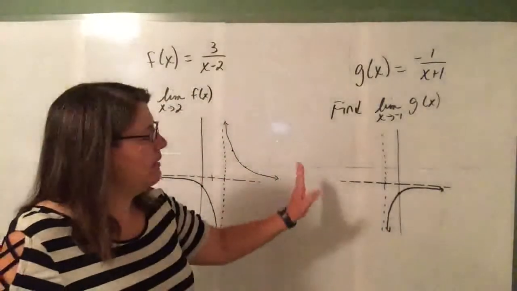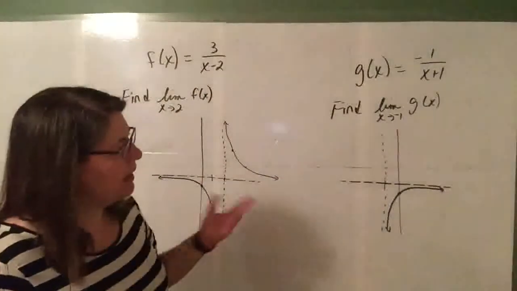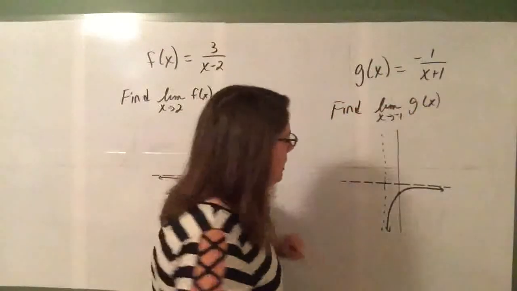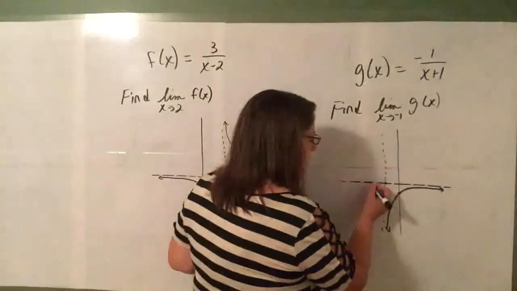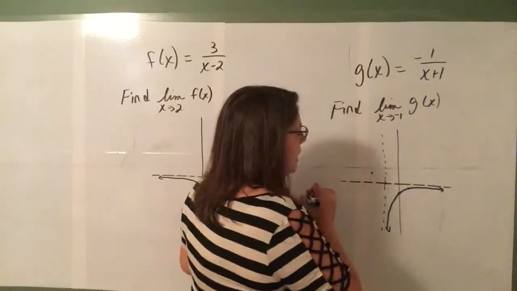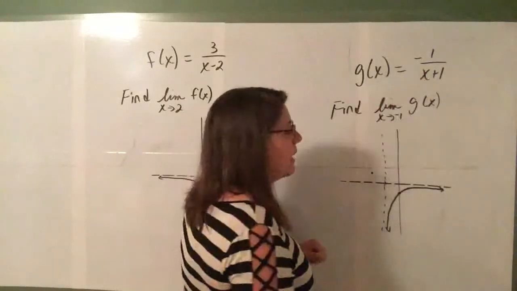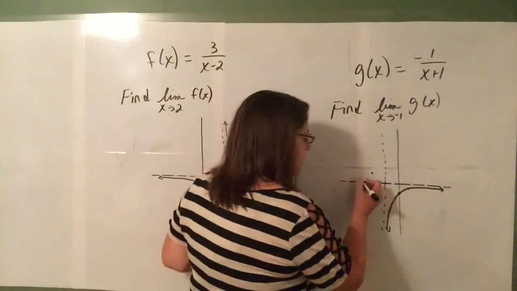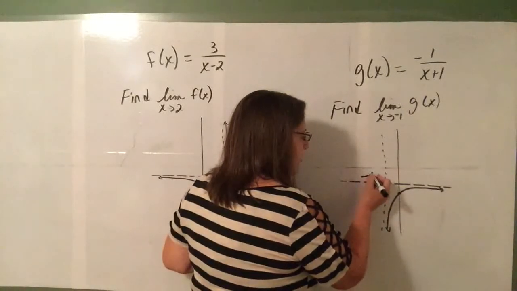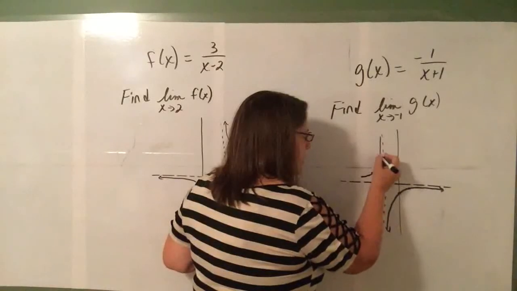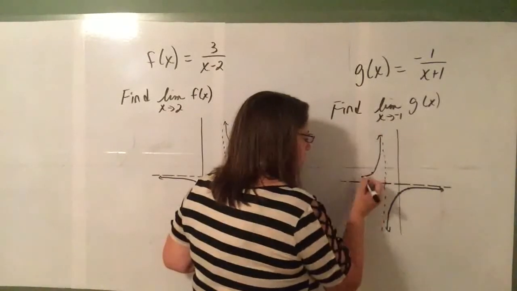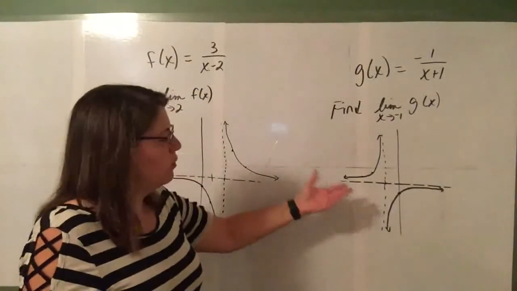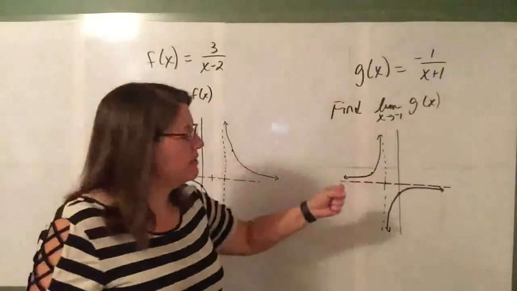Then if I go to the left side of that -1, I could plug in -2. If I plug in -2, I'll get -1 over -1. So at -2, I'm going to have a +1 this time. And then if I plug in maybe -3, I would have -1 over -2, which is a +1/2. So you can see that this function is going in this direction, approaching the two asymptotes.